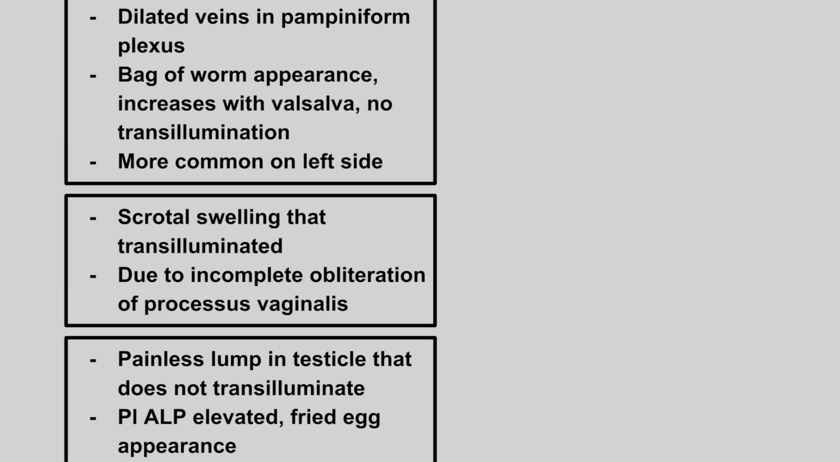Next, we're going to have dilated veins in the pampiniform plexus, vague bag of worms appearance, increases with Valsalva, no transillumination, and it's more common on the left side. This is a varicocele. And remember, it's more common in the left side due to the left gonadal vein draining into the left renal vein.